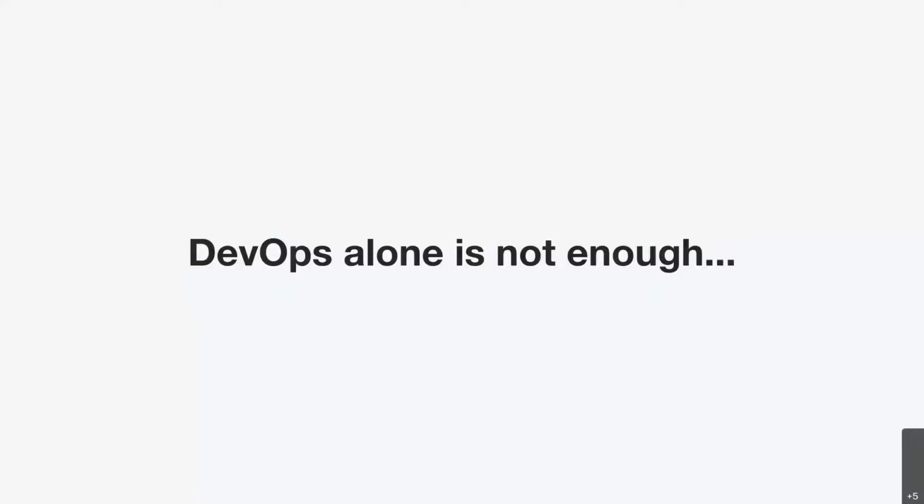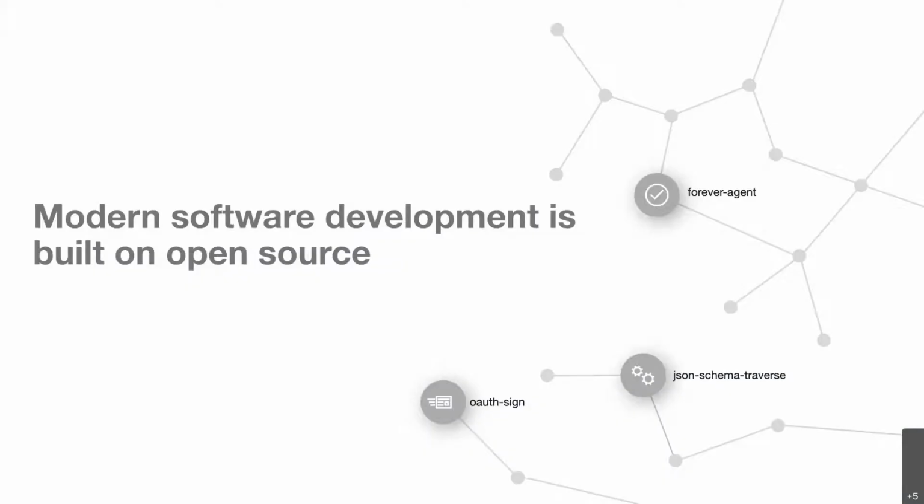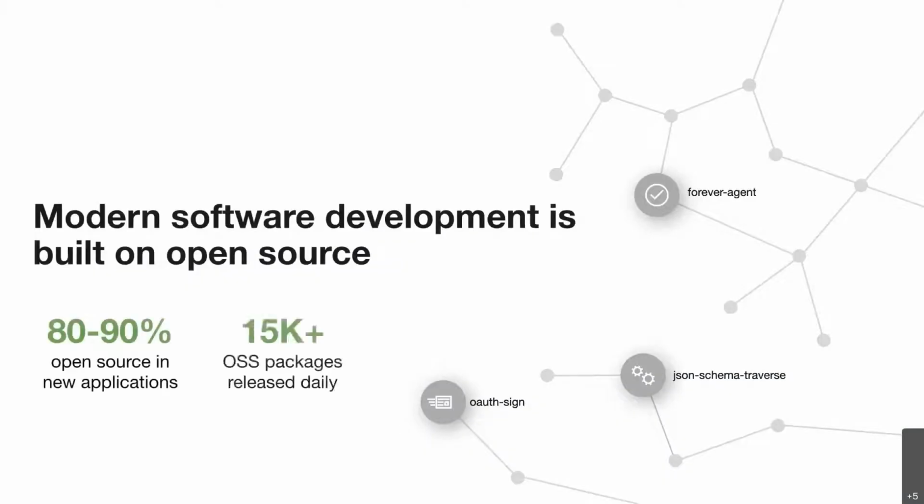But again, DevOps alone is not enough, and that's a very powerful statement. Yes, DevOps as a methodology for project management is being adopted by software projects, software engineering, and software product development teams across the globe. But there is one very important thing that is also fundamental to software projects these days, and that actually is open source.